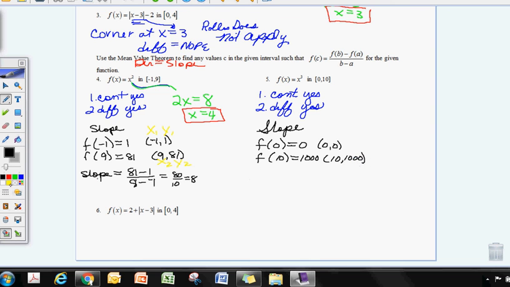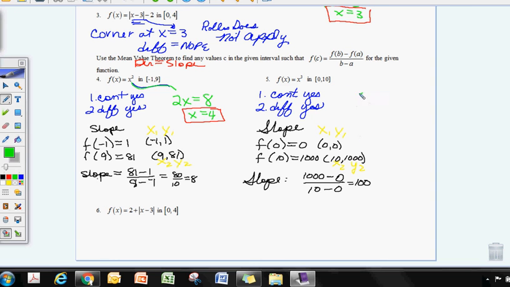Okay, again, x1, y1, x2, y2. For my slope, it's slope formula. y2 minus y1 over x2 minus x1. My slope is 100.